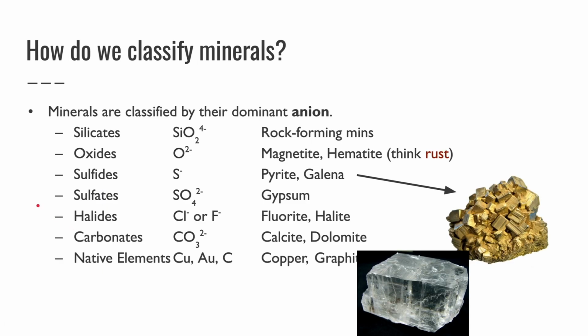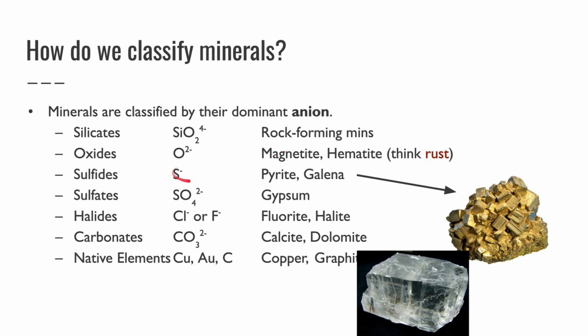So how do we classify minerals? They're classified typically by their dominant anion. I've talked a lot now about silicates, so these are rock-forming minerals. Oxides, think like rust, iron oxide. These form magnetite, hematite. You can have manganese oxides, etc.